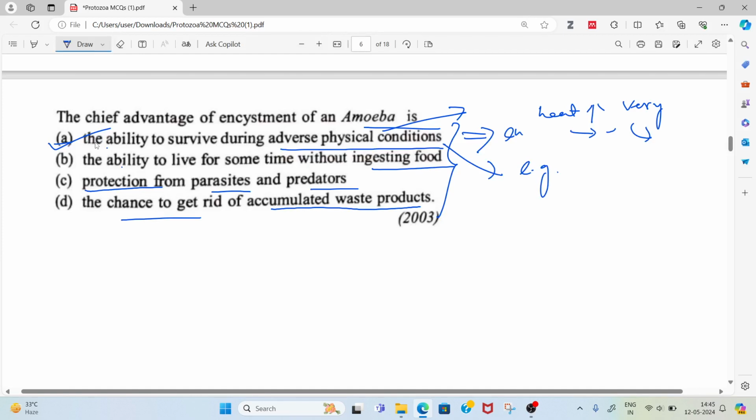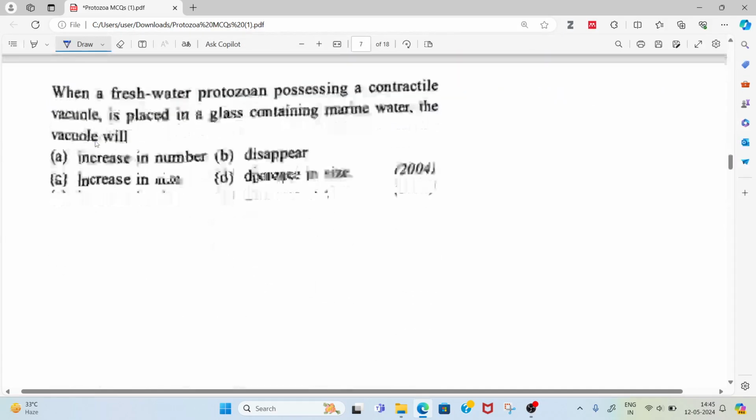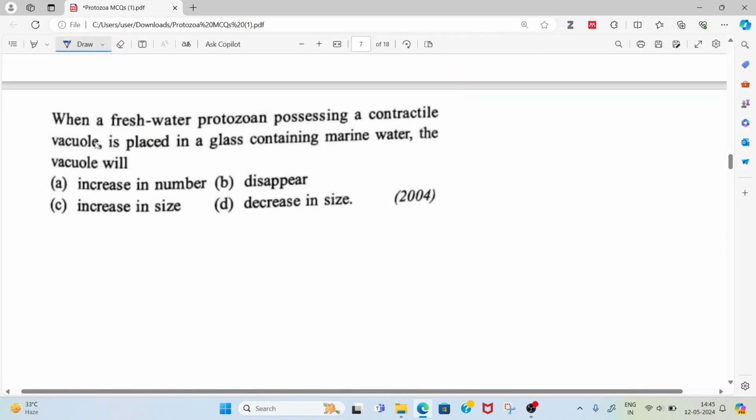So the next question is, when a freshwater protozoan possessing a contractile vacuole is placed in a glass containing marine water, the vacuole will: option A, increase in number; option B, disappear; option C, increase in size; or option D, decrease in size.